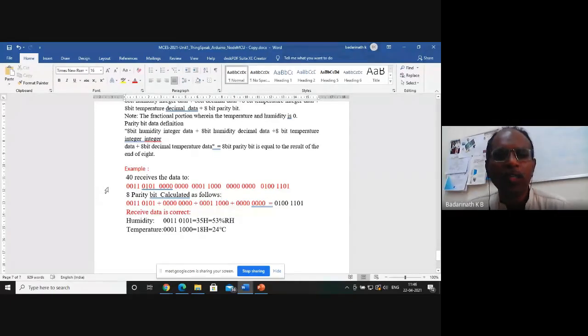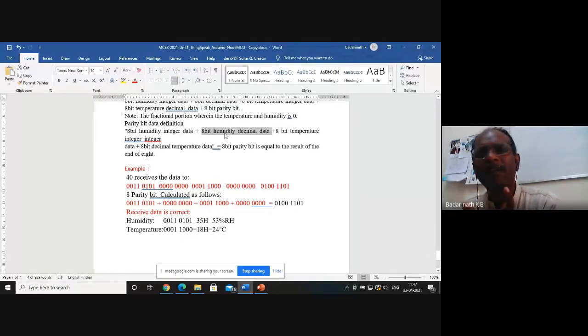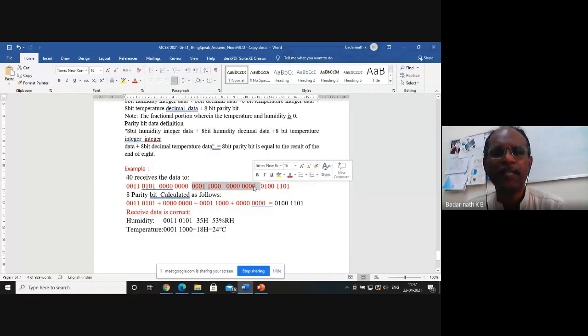Now, what is the meaning of the first 16 bits? The first 16 bits are used to communicate humidity. 8 bits are used for the integer data and 8 bits are used for the decimal data. Generally, the decimal data will be 0. So that is the 16-bit resolution: 8 bits for integer data, 8 bits for decimal data. Similarly for the temperature, 8 bits are the integer data for temperature, and again 8 bits are the decimal temperature data.